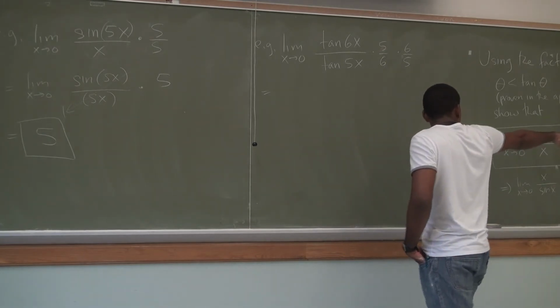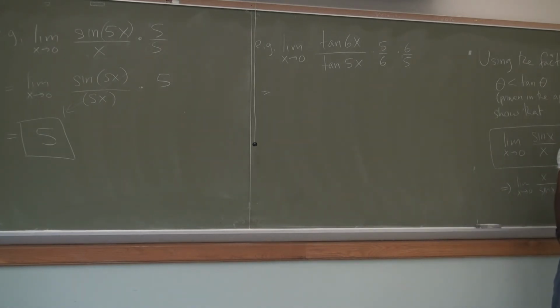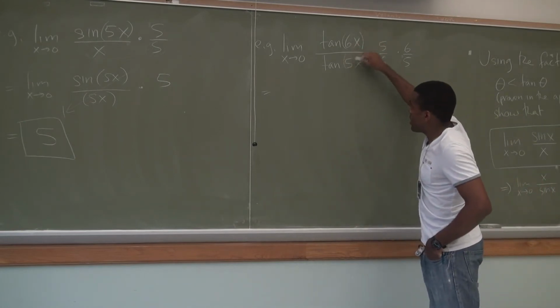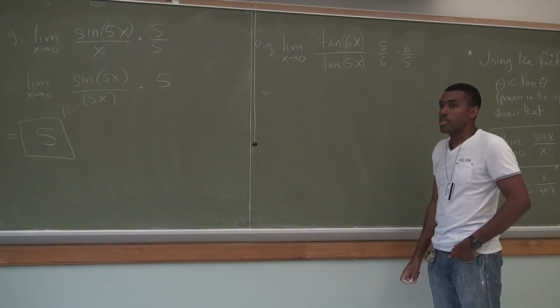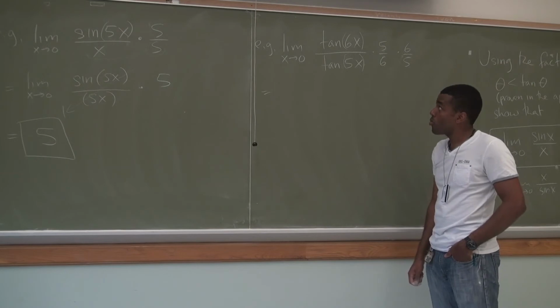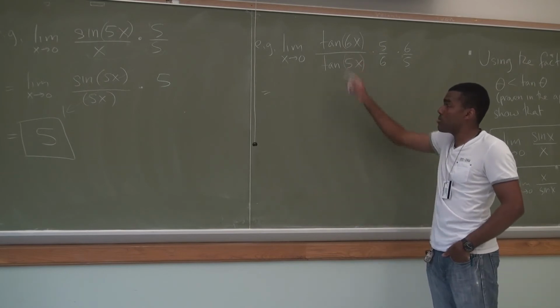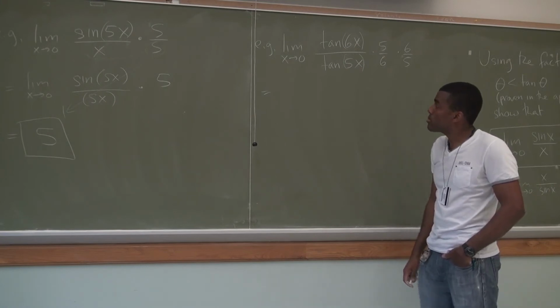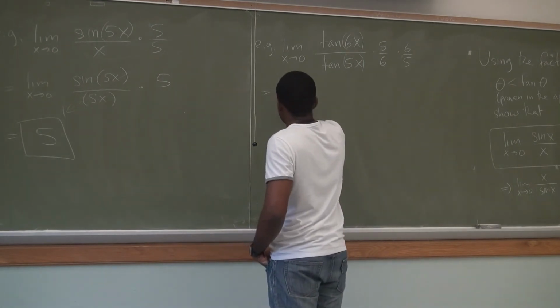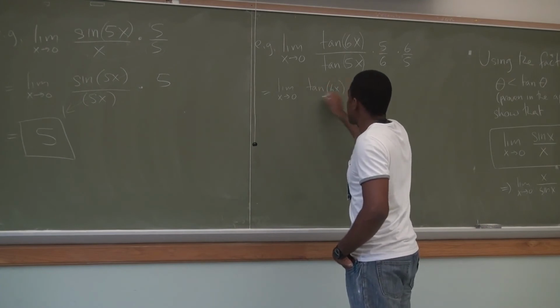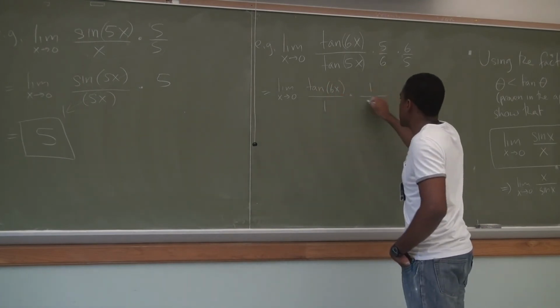Right, you want to apply this rule. You want to get tangent of some angle over the angle itself, or the angle over tangent of the angle. So what are the angles? You have 6x's and 5x's, right? What if we convert that into sine and cosine? You could, but you don't have to. The angles are 6x and 5x, so what do you think we should start with? Notice that this is the same as tangent of 6x over 1 times 1 over tangent of 5x, right?